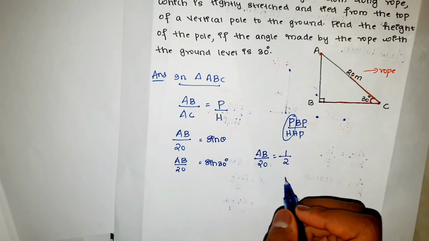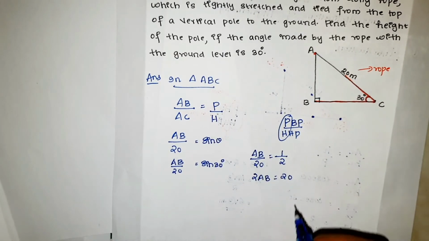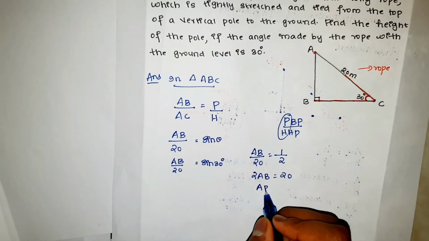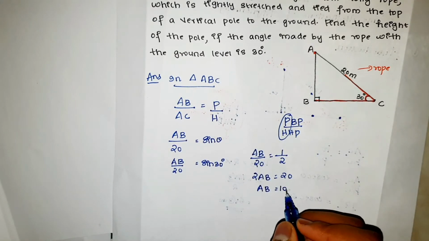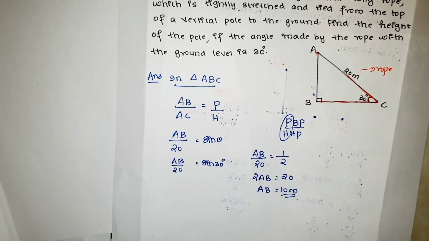Next is cross multiplication. 2AB is equal to 20, so AB is equal to 20 by 2, that is 10 meters. So we got the value of AB, that is 10 meters.